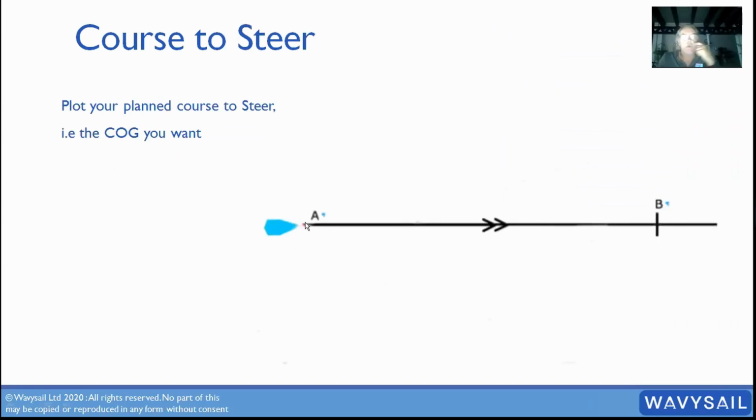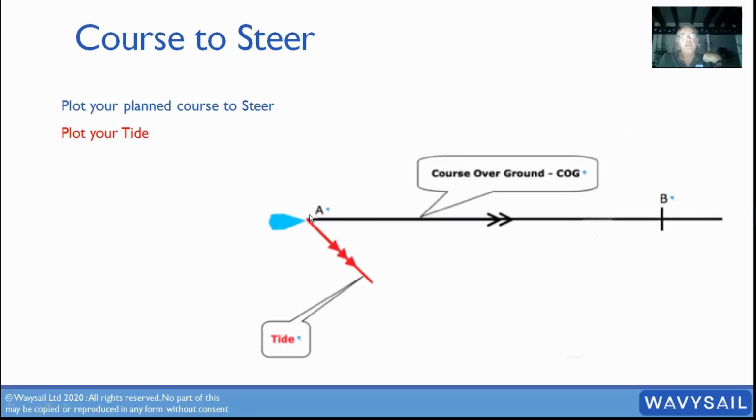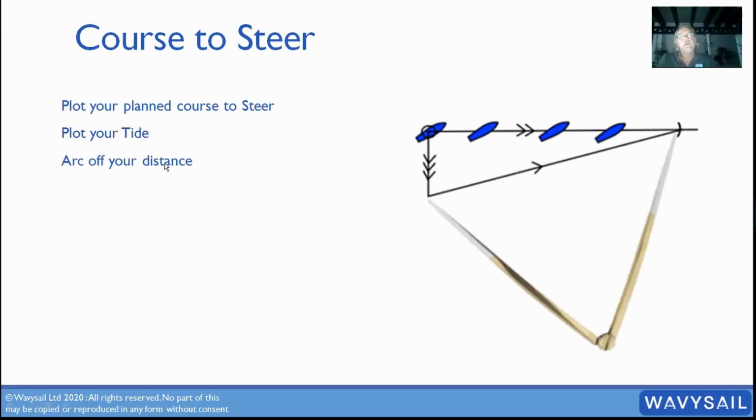So we want to go from point A to point B. Okay, this is the course over ground you want to achieve. But we have this tide going to push us down. We want to go that way, but the tide is going to push us southeast here. So we literally arc our distance off. Now, where do we get our distance from? That comes from our speed. If we're doing 6 miles an hour, we would arc off 6 miles.